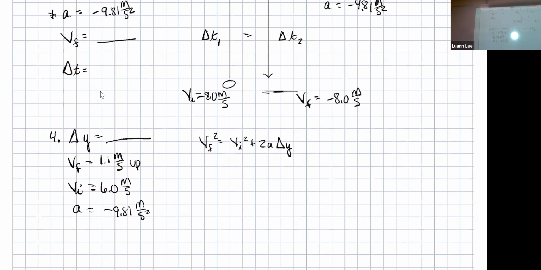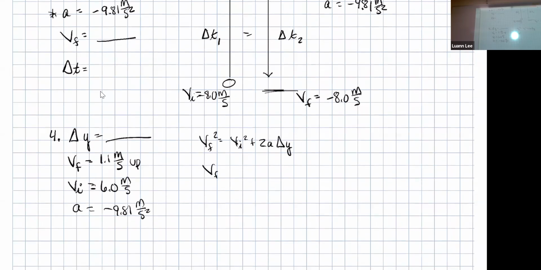So here is where we're going to subtract the initial velocity from both sides. We have 2a delta y. And then we want delta y by itself, so we're going to divide both sides by 2a. And there's your equation.